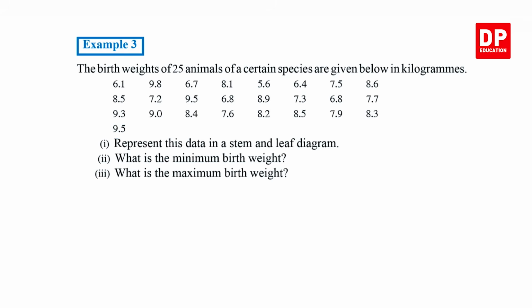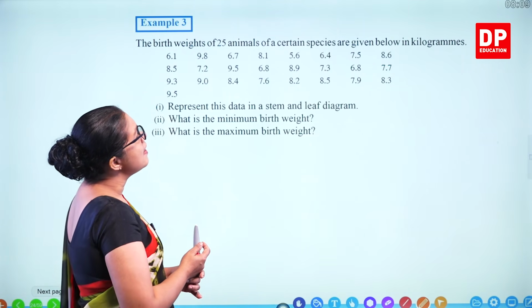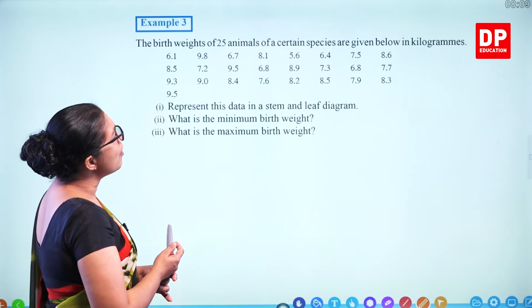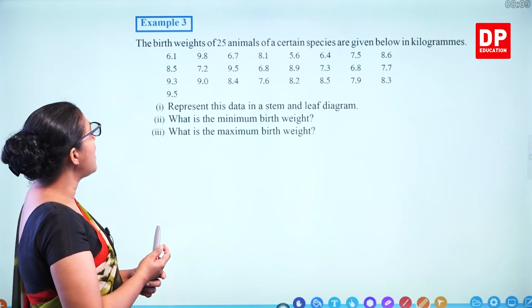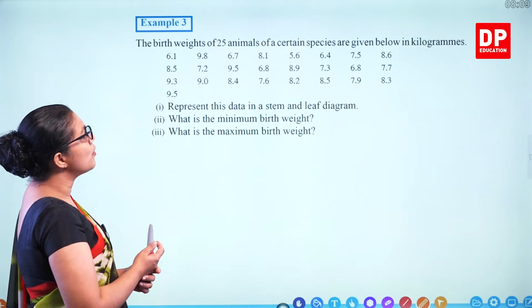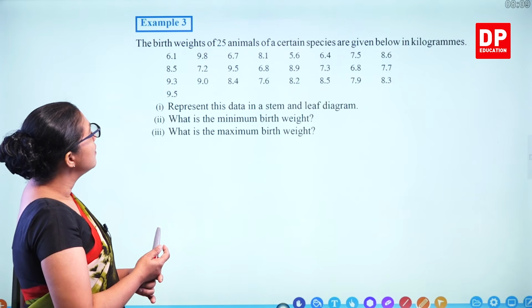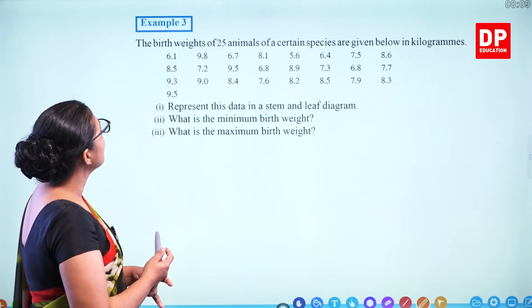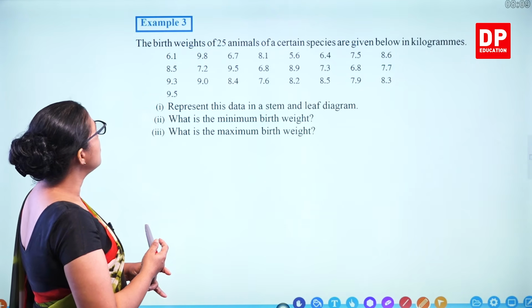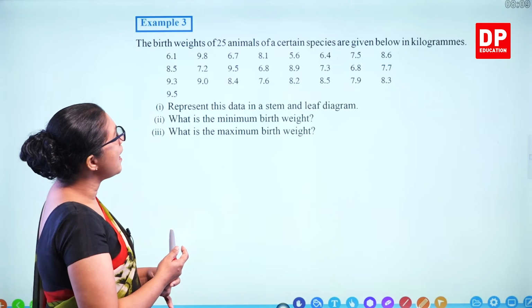Example 3. The birth weights of 25 animals of a certain species are given below in kilograms. Represent this data in a stem and leaf diagram. What is the minimum birth weight? What is the maximum birth weight? So roughly, can you identify the minimum? If you can do it, but it's easy to identify using stem and leaf diagram.